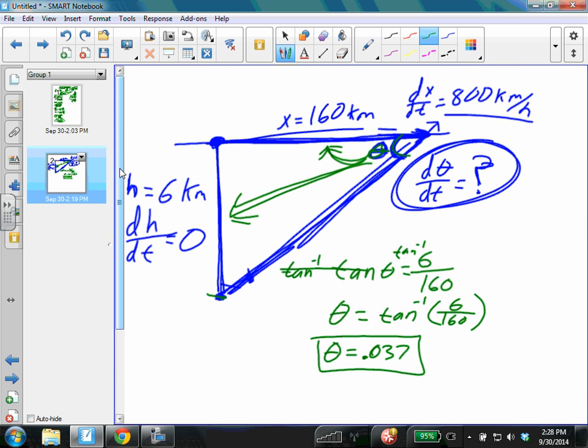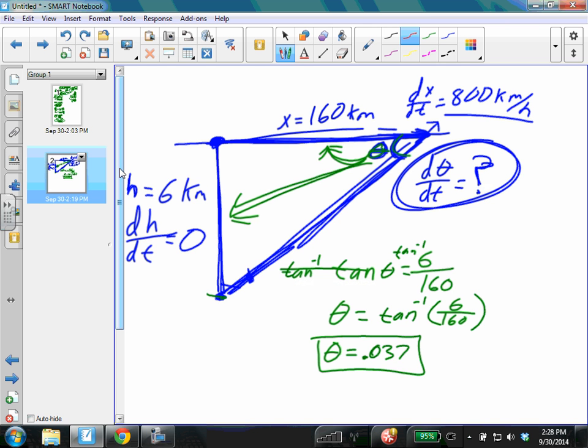So we know everything we could hope for. We have h, the change in h. We have theta. We're looking for the change in theta, but that's okay because that's our one variable, right? And then we know x, and we know the change in x. So now we just need a formula that's going to help us figure out what this thing is. What equation ties all of those things together? Yeah, the tangent of theta.